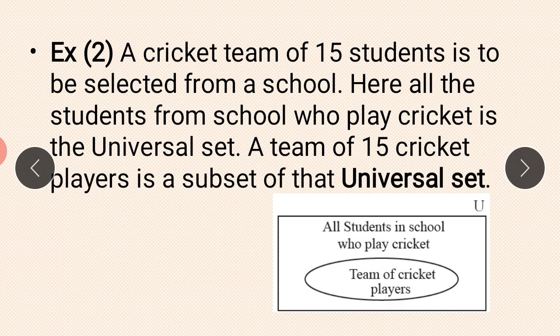See here the Venn diagram also. This is a rectangular shape. You draw the Venn diagram for the universal set as a rectangle. Write the U outside of that rectangle. Again, draw one circle inside that rectangle. Write down there team of cricket players, and outside of that, all students in school who play cricket.